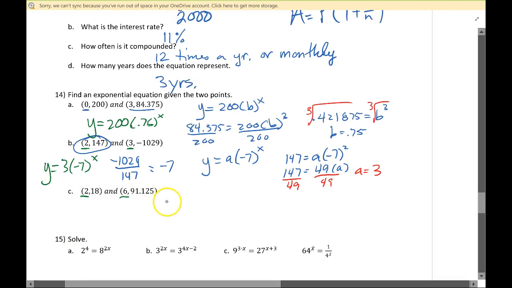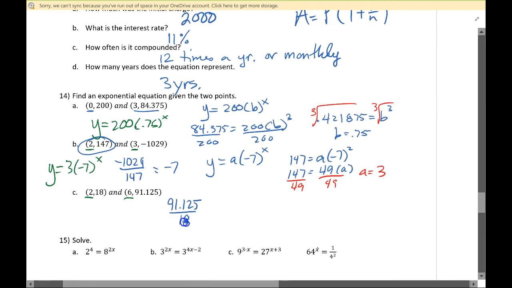So the math here is going to be 91.125 divided by 18. And let me caution you, you're not always dividing by the smallest number, okay? It's not based on the smallest number, it's based on which one came first. You want to divide by the one that came first. And I know that the 18 came first because the x is 2 versus the x being 6 with the 91.125. And so when we do this, we also have to take the fourth root. And that 4 comes from the difference of my two x's.